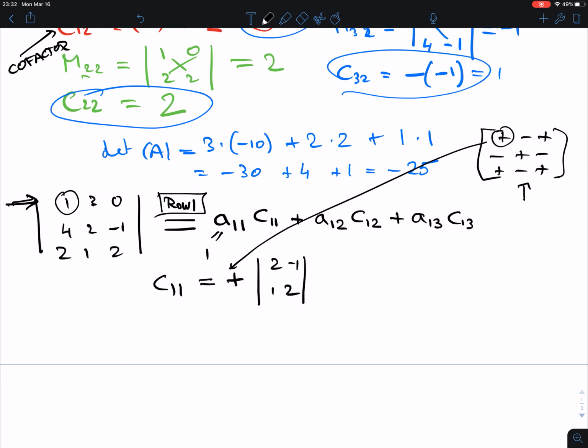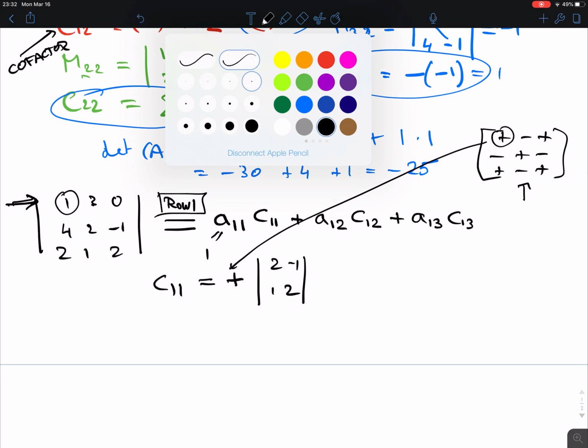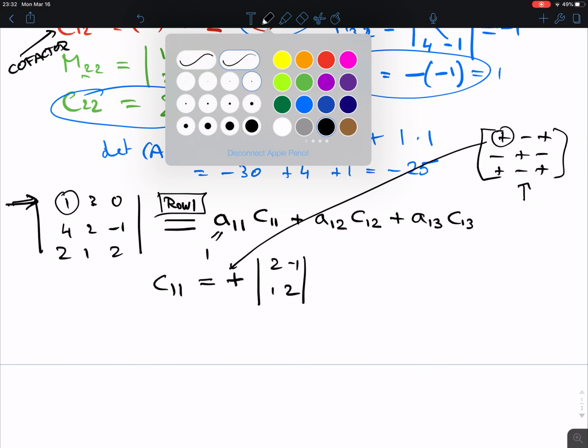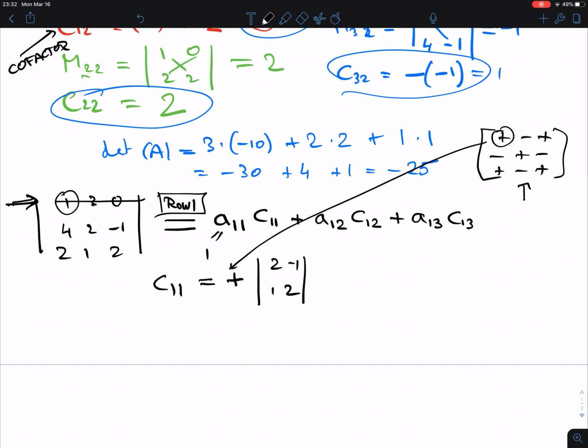I do it again visually in case you missed it. So we scratch out this row and the column, and what we're left with is this determinant. Right? Okay, that's easy to calculate. That is 4 minus 1. This is 4, the product of the off diagonal. So there is 4 minus 1. That is 5.